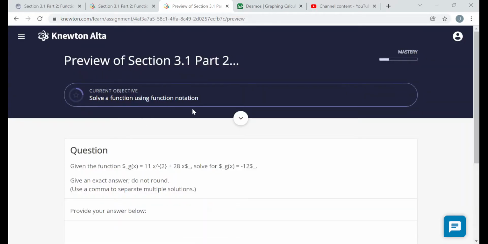Same objective, basically the same kind of problem. You're given a function here called g. This time the input variable is x, and then over here is how you calculate the output. All right, g of x is 11x squared plus 28x, and we're asked to solve, when is g of x equal to negative 12? Here they're giving you an output, negative 12. We have to find x. We have to find the inputs that give me an output of negative 12.